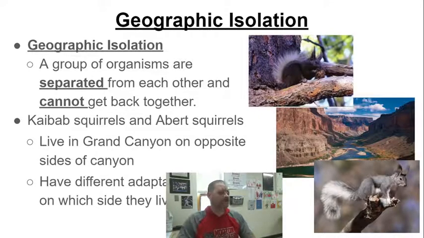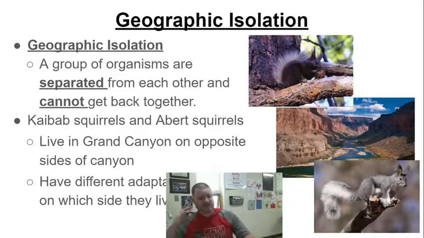What he saw was geographic isolation, which means that basically these organisms were separated from each other by some kind of barrier, in this case being on different islands, where they could not get to each other. The populations could not mesh together anymore, could not come back together. Another example of this, more of a United States example instead of the Galapagos, is that we have two different squirrel species that live in the Grand Canyon, and they're on opposite sides of the canyon.